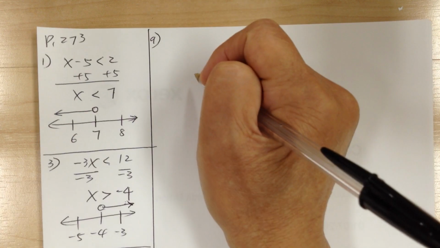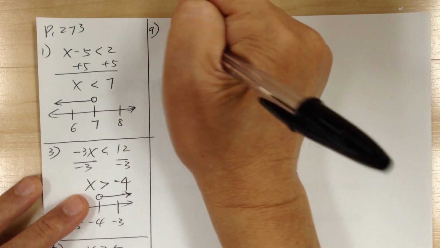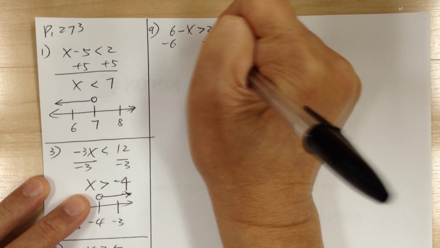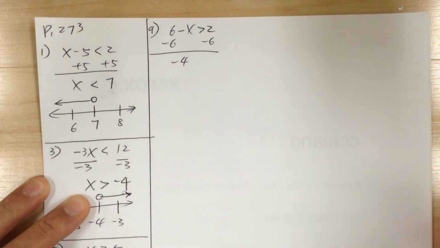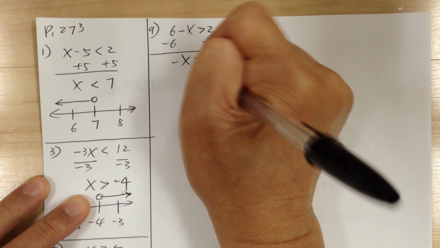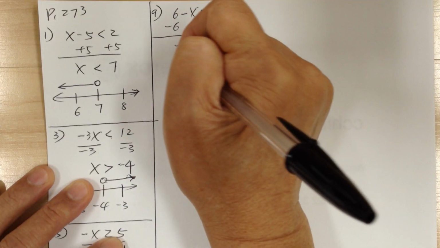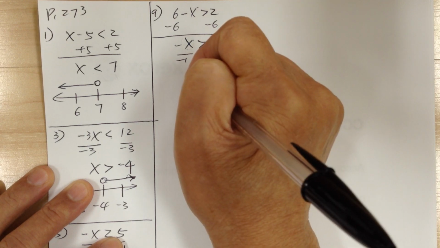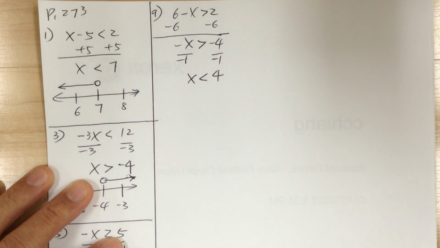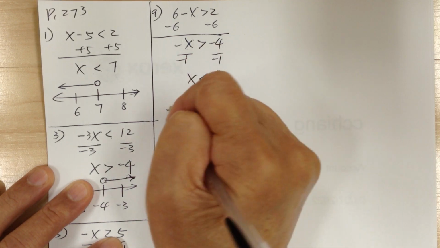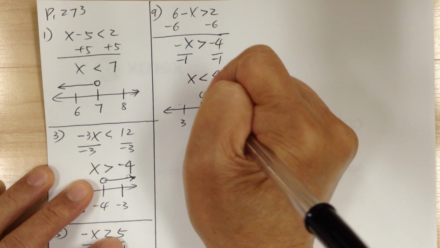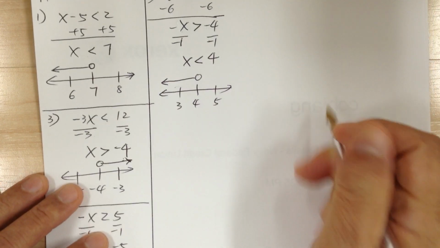Okay, let's go to number 9. You have 6 minus x is greater than 2. So first minus 6 on both sides. So you got negative x is greater than negative 4. Divide both sides by negative 1. So you got x is less than 4. Again, remember to change direction when you divide or multiply by negative numbers. So this would be 4, 5, and this would be 3. And this is less than, so the graph would go this way.